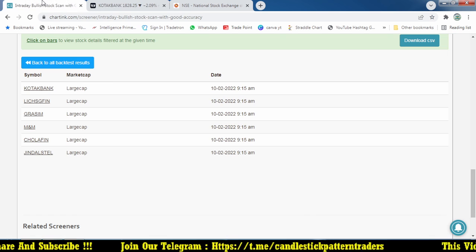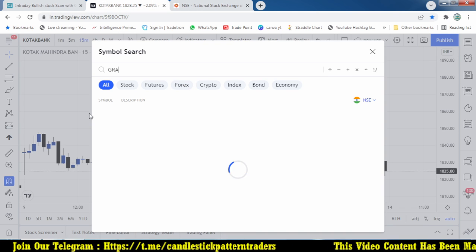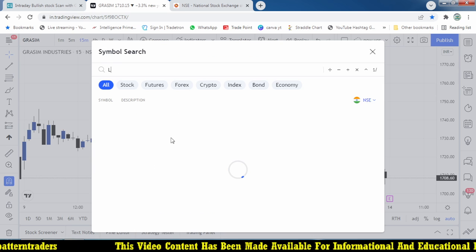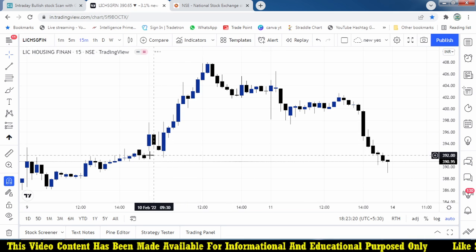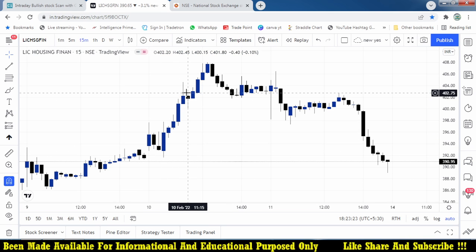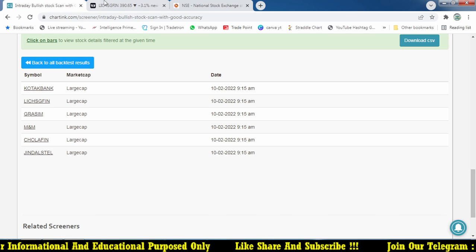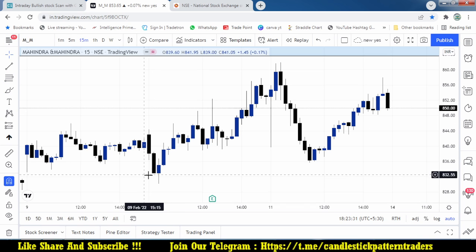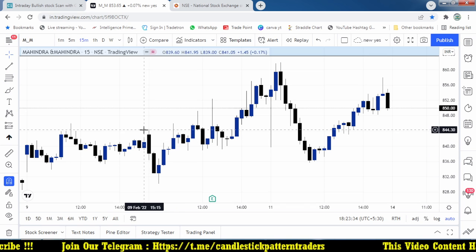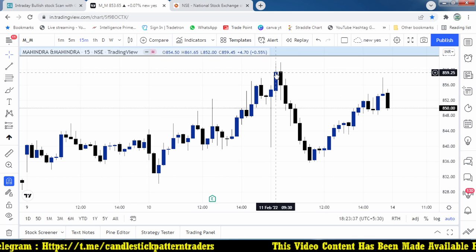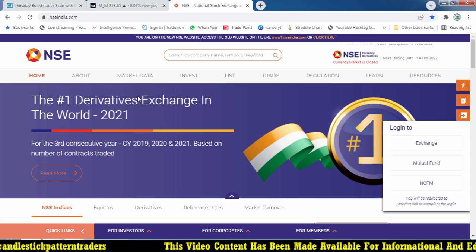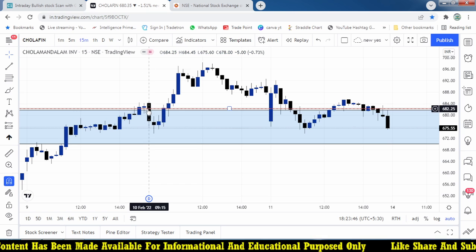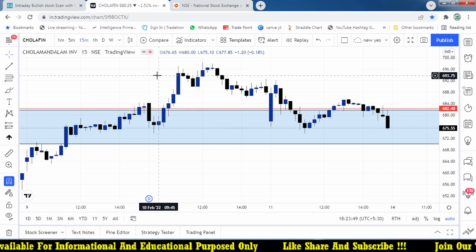It's a good profit. And then LIC Housing Finance, Grasim, which started here and moves up. LIC Housing Finance also started here and moves up. And M&M, Chola Finance, Jindal Steel. M&M is also okay. This one is happening here at 9:15, but initially it fell down and recovered back. Then Cholamandalam Finance, which after that is moving higher, and Jindal Steel.